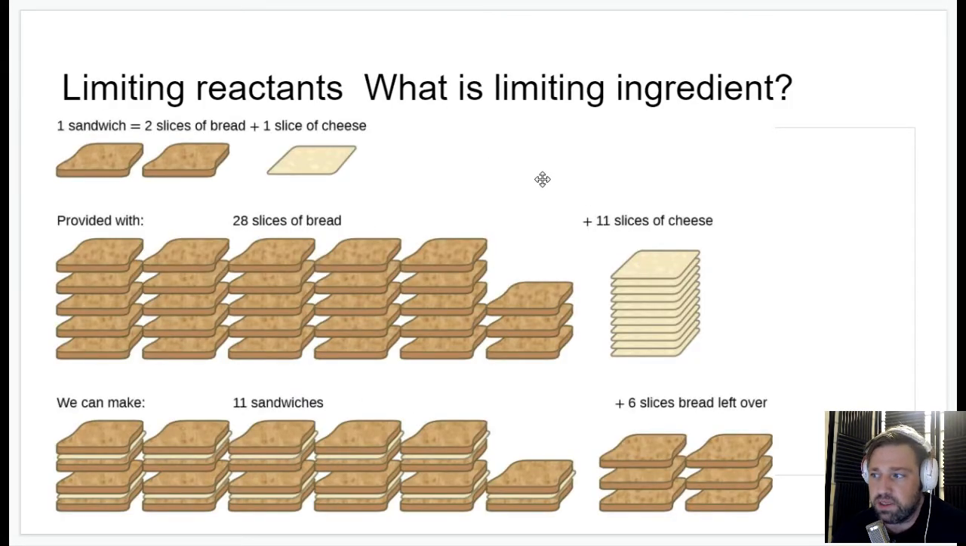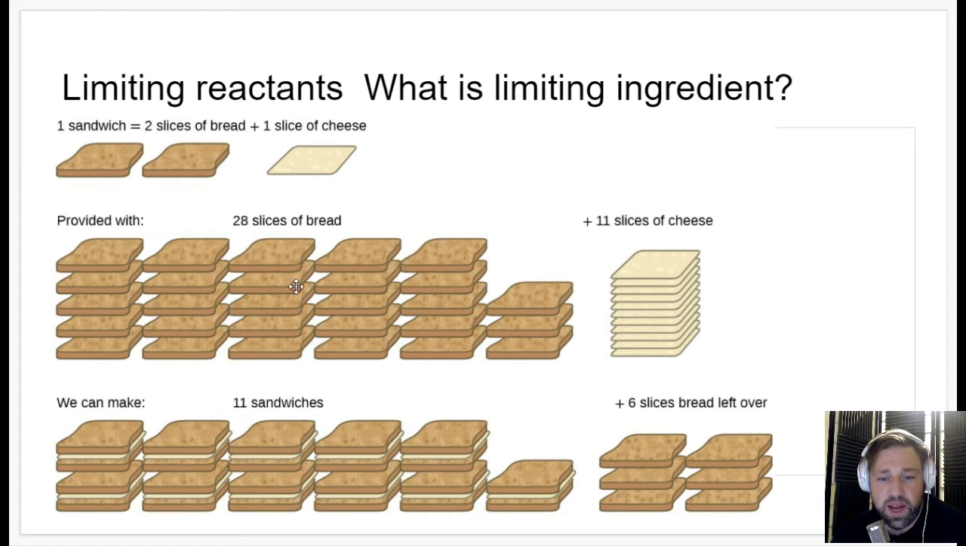But in reality, sometimes you don't have that. So again, if we go back to this sandwich bread example here, we don't have an excess amount of bread. We only have 28 slices, and we have 11 slices of cheese. Pretty quickly, though, you can realize we're going to run out of cheese before we run out of bread. So cheese in this case is our limiting reactant. Cheese is going to run out first. We are limited in this reaction by the amount of cheese. So that's what a limiting reactant is.